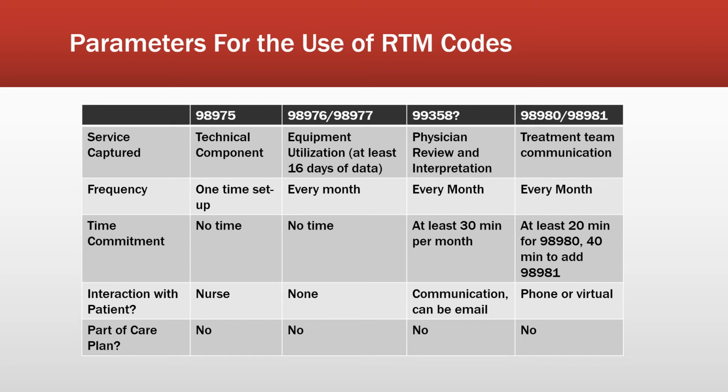There is no comparable CPT code to that 99091 data evaluation code. I think the closest thing is 99358, which is indirect prolonged care services, which requires a minimum of 30 minutes a month, not in face-to-face contact with the patient. So that is the code that I would use as a comparable code. And then you have the treatment team communication, which is 98980 and 98981, usually done by the nurse based off of time.